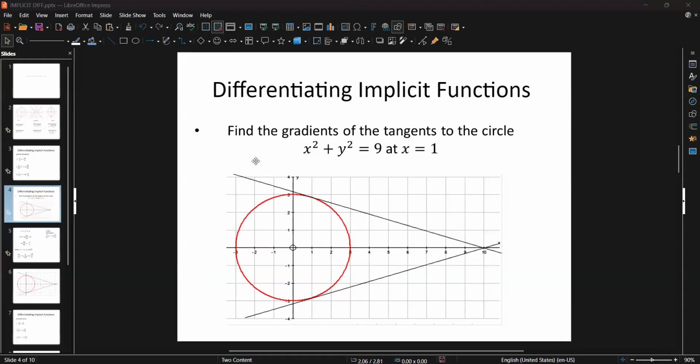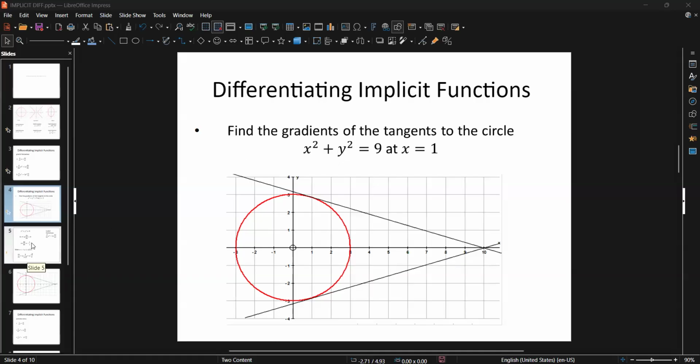We want to find the gradients of the tangents to this circle. So this is a circle here, and we just want the gradient of this line here and this line here. These are the two tangents to the curve at these two points, when x equal 1. So what do we do? We're looking for two gradients really, not one.